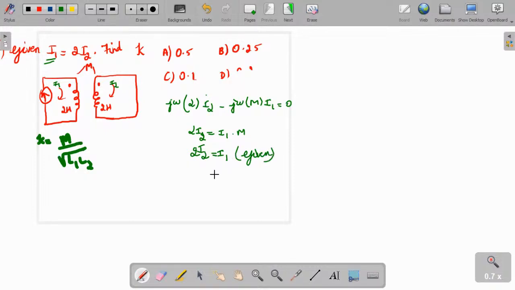So the ரெண்டையும் compare பண்ணா what is mutual inductance? It is equal to 1. So just substitute here. So you get 1 divided by square root of L1 L2, which is 2 into 2. So 1 by 2, which is 0.5 will be your answer. Coefficient of coupling is 0.5. So option A is the right answer.